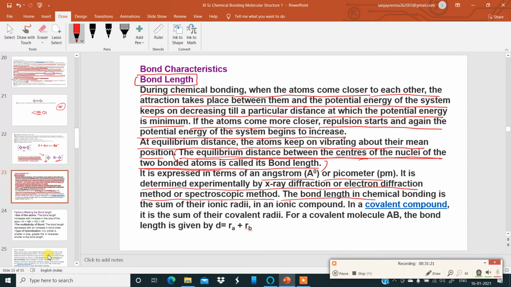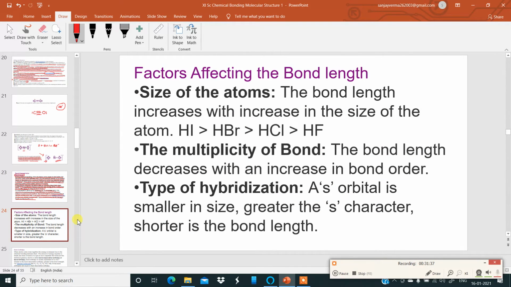The bond length in chemical bonding is the sum of their ionic radii in an ionic compound. In a covalent compound, it is the sum of the covalent radii. For a covalent molecule AB, the bond length is generally given by the formula d equals Ra plus Rb. Now, the first bond characteristic: the factors affecting the bond length. This is also an important thing to understand.